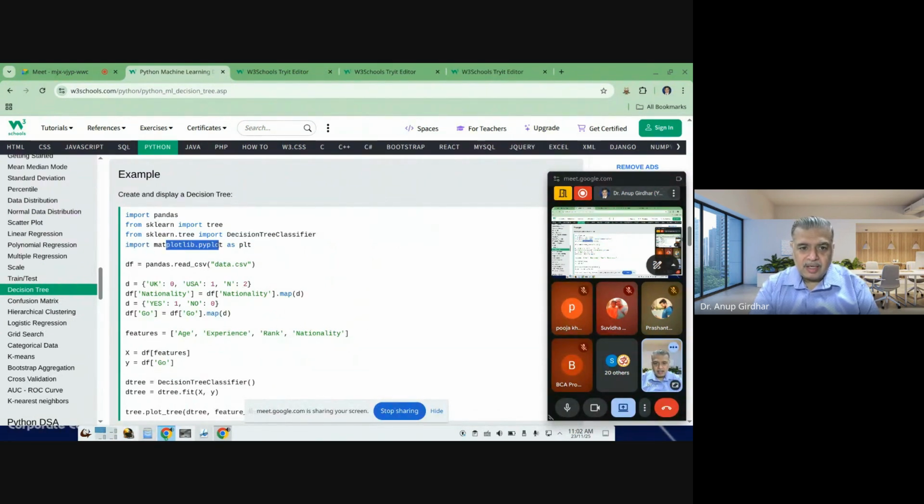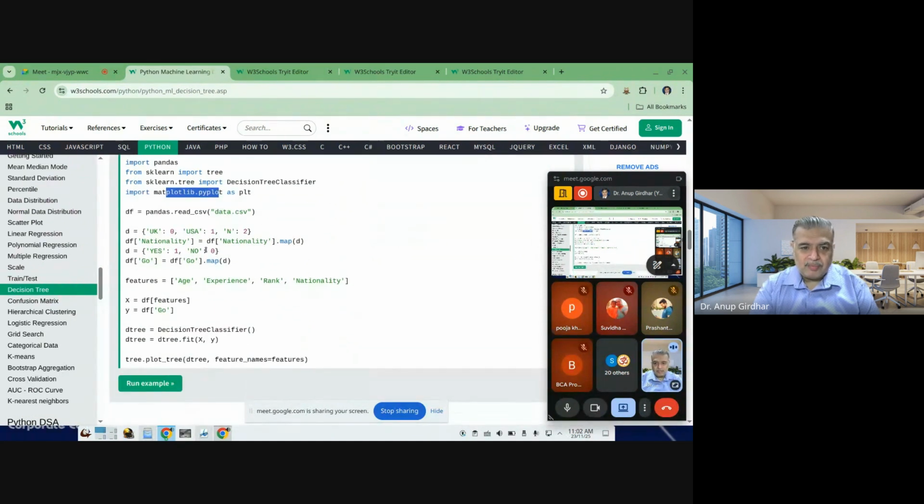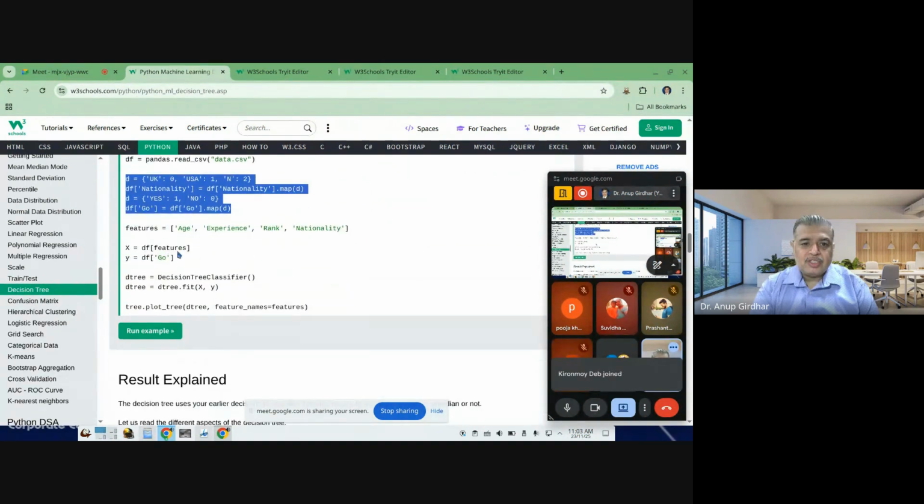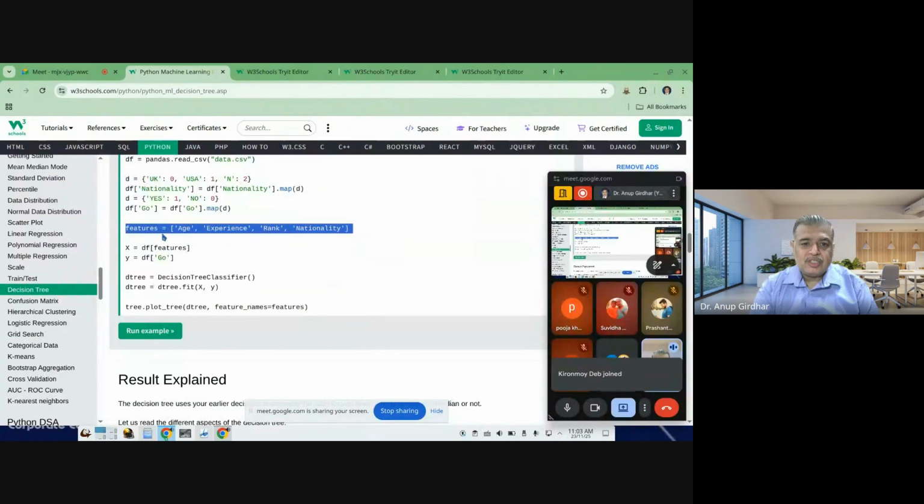Okay, and then we have matplotlib. So we are going to plot that data. Finally, your content is in this particular format. We fetch the data, we transform the data. This is the way we transform the data. We split the data into features, the independent and dependent variables. This is how it works.